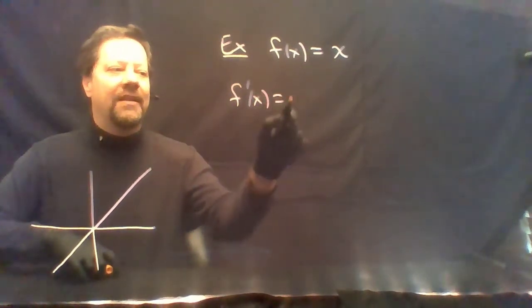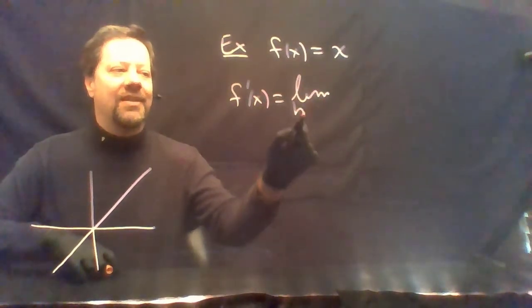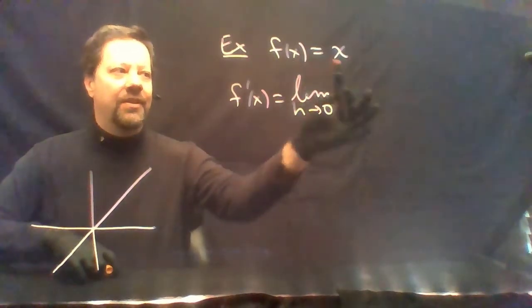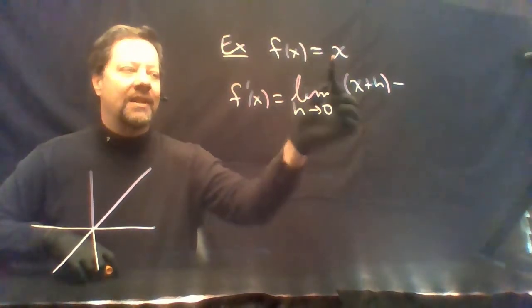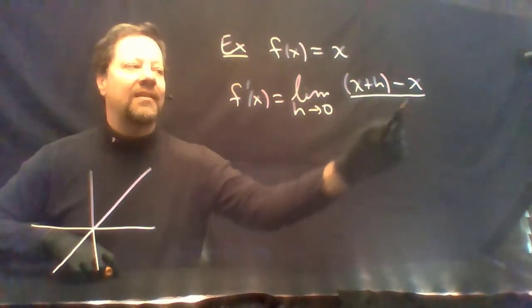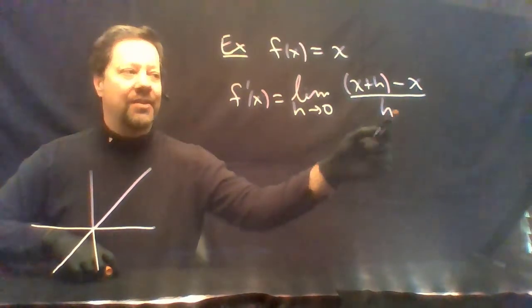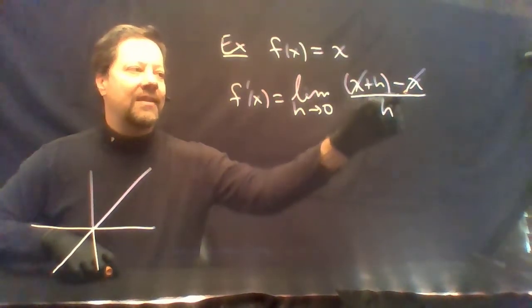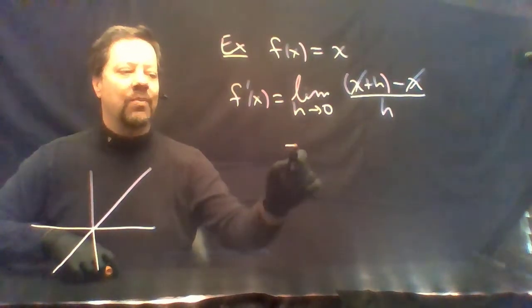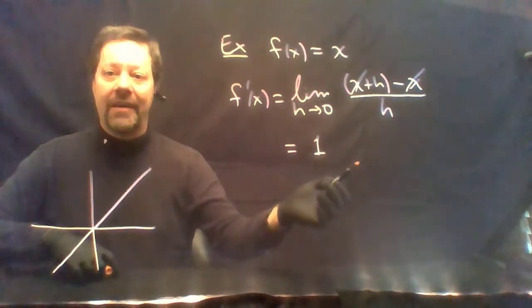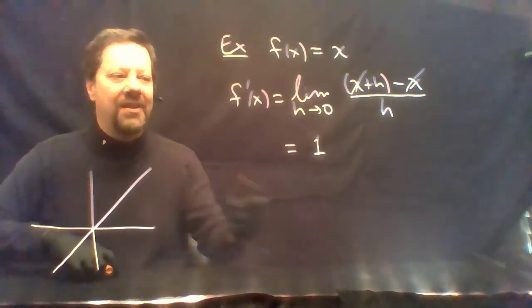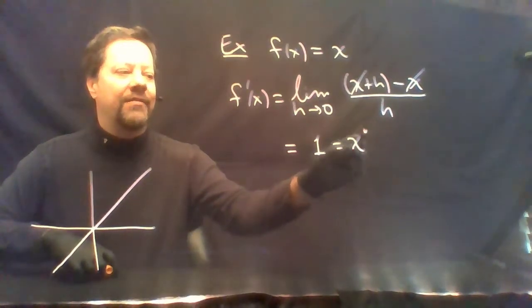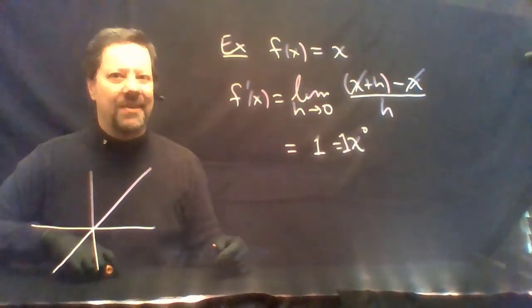The derivative then will be the limit as h goes to 0. This function evaluated at x plus h is x plus h. When I subtract f of x, I'm just subtracting x. And then dividing by h. You can see that the x's cancel, and then I'll have h over h, which is 1. Evaluating the limit, I get 1, just as you might anticipate. But I want you to think about this as x to the power of 0, maybe even 1 times x to the power of 0.